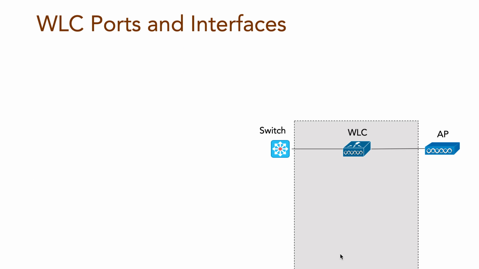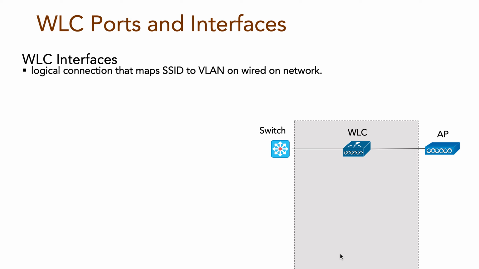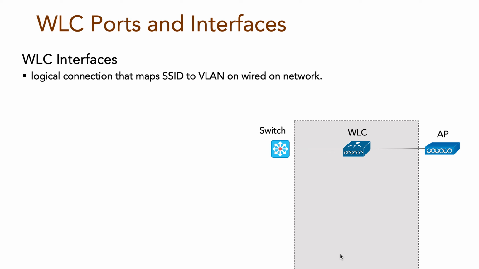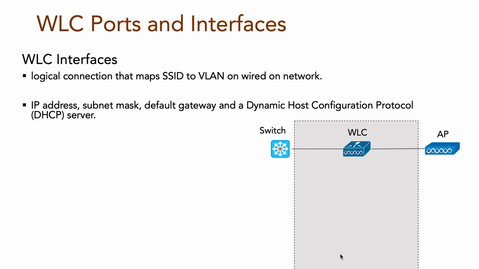Let's look at the WLC interfaces. A WLC interface is a logical connection on the WLC that maps an SSID to a VLAN on the wired network. Those internal logical interfaces must be configured with an IP address, subnet mask, default gateway, and a DHCP server. Each interface is then assigned to a physical port and a VLAN ID. You can think of an interface as a layer 3 termination on a VLAN.